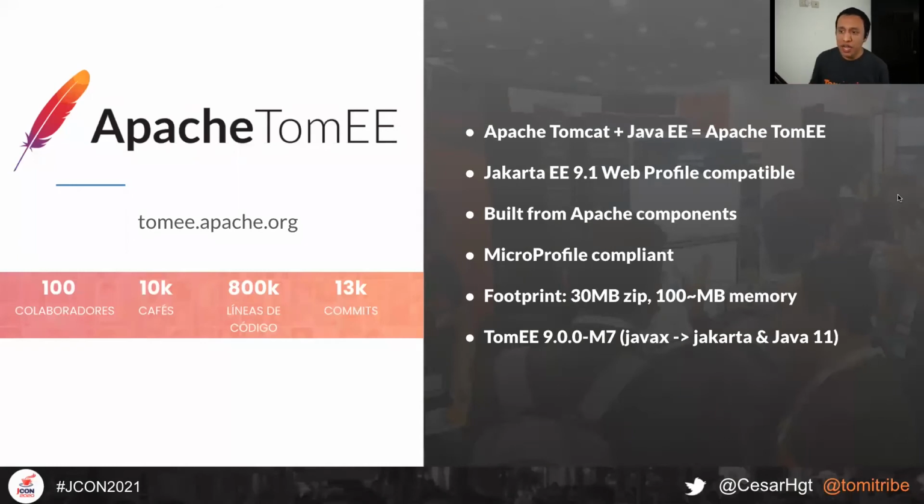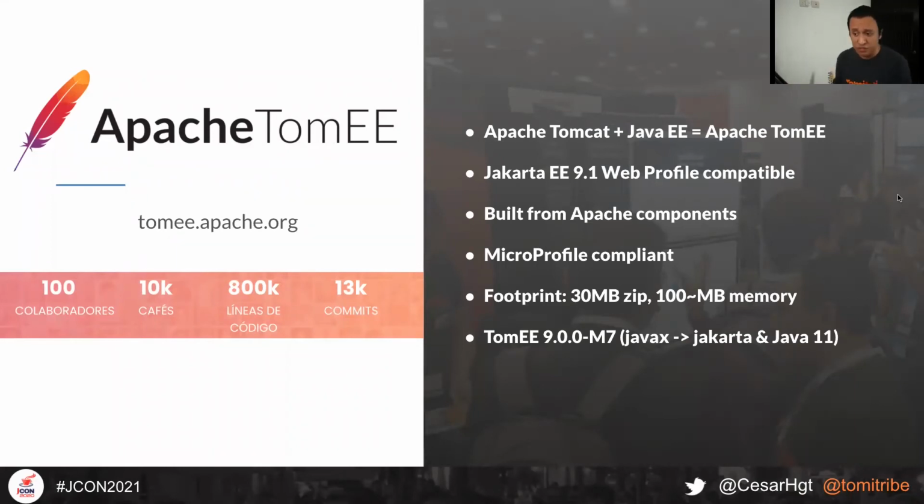Okay, so then you have this great news. Apache TomEE a couple months ago completed the TCK test and everything. So it's a web profile compatible server for Jakarta EE 9.1. It's built from Apache components, MicroProfile compliant, open source, hosted on Apache Foundation. And feel free to join the conversation in the mailing list if you want to know more about what's coming after this 9th milestone 7 release, which introduced this javax to Jakarta namespace change.